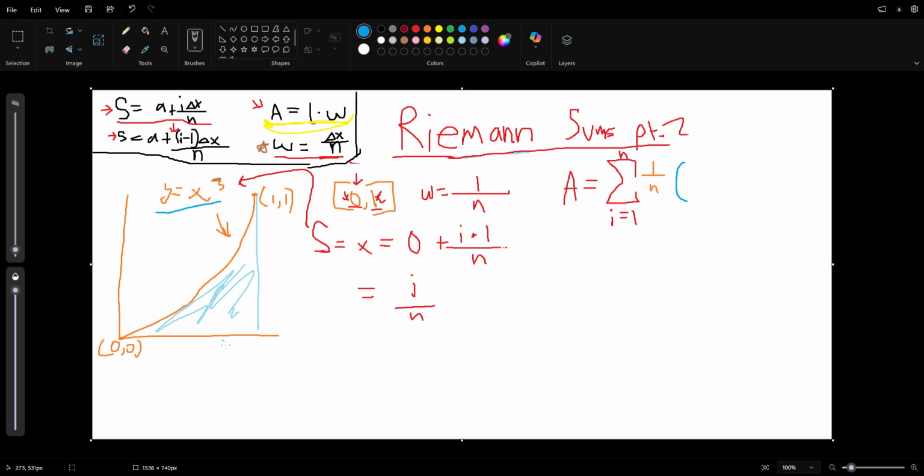But the problem is we didn't plug it back into the equation that we were given. So let's do it. y equals x cubed. So now we know what that is. So we'll plug it into this equation, and we are given (i over n) cubed.